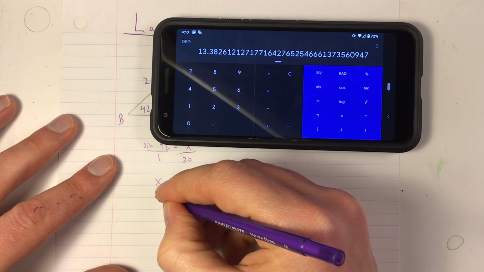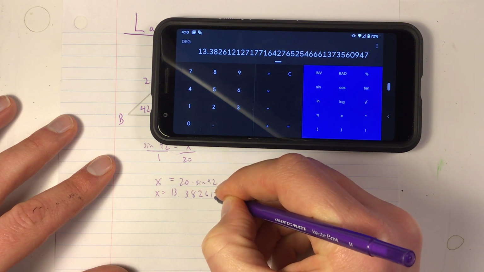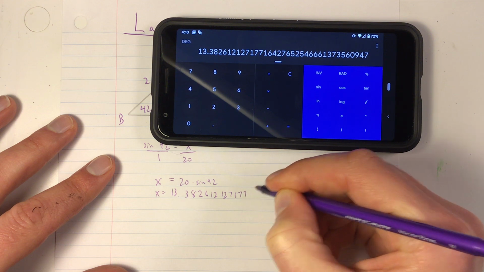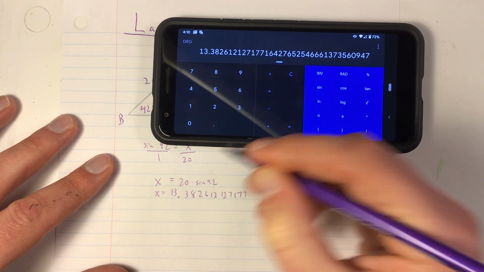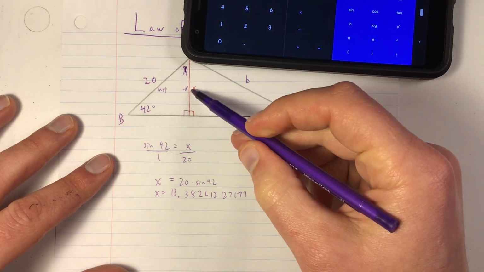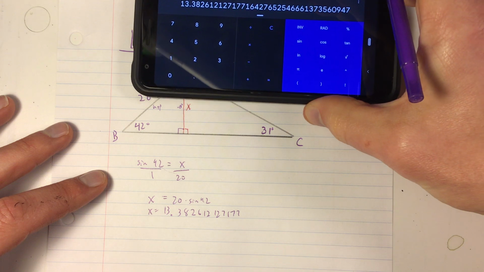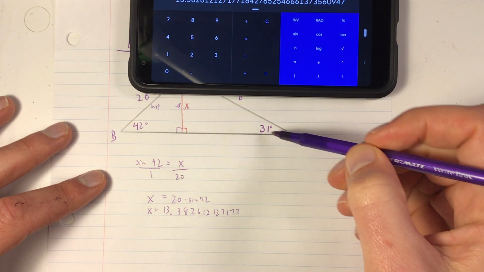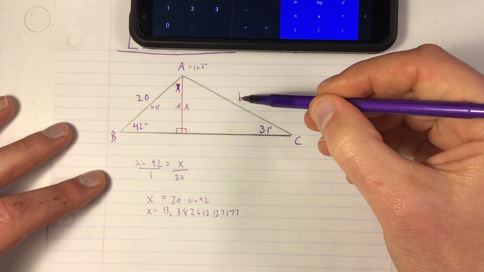13.3826... 13.382612127177. I like to go way too far so that I don't get any rounding errors when I try to figure out the missing side right here. So now that I know X, I can figure out the missing side right here.